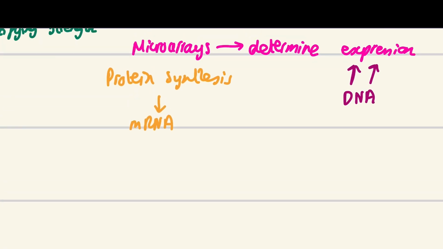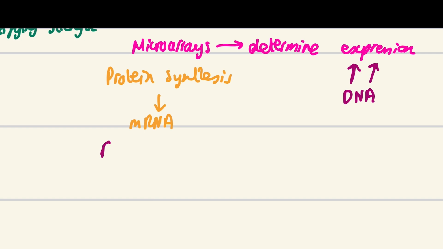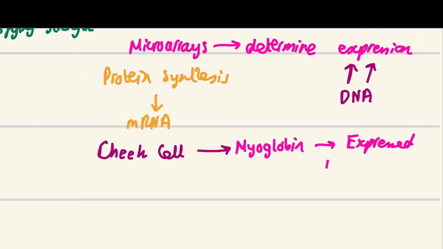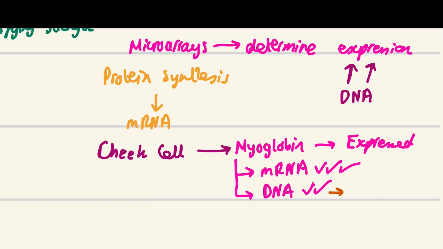So guys, let's take the example of my cheek cell. Let's say it has myoglobin being expressed. So I will have myoglobin ka mRNA present, and the DNA will also be present. लेकिन DNA किधर होगा? DNA होगा मेरे न्यूक्लियस के अंदर. mRNA किधर होगा? मेरे साइटोप्लाज्म के अंदर, ठीक है.